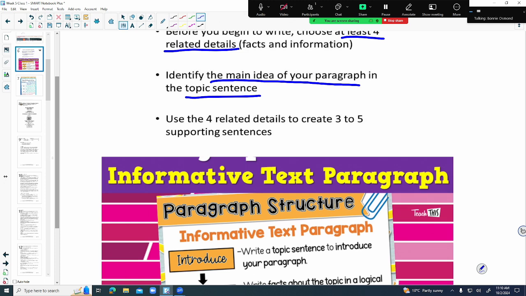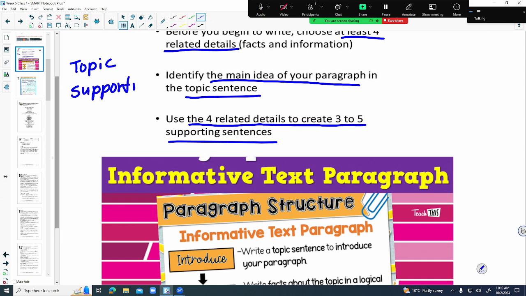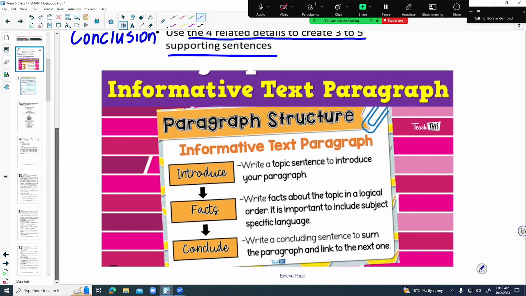Use the 4 related details to create 3 to 5 supporting sentences. So your paragraph will have a topic sentence, then it will have supporting sentences, and then it will have a concluding sentence. So 3 important parts. The paragraph structure, this is for an informative text because that's what we looked at last week, but it has the same basic structure.